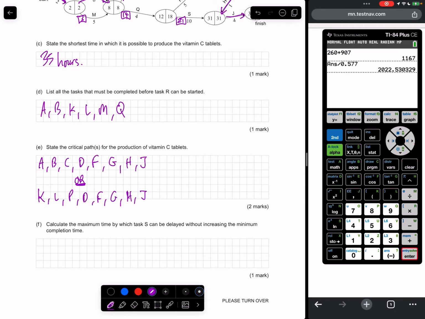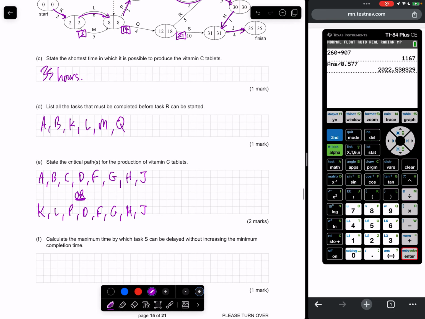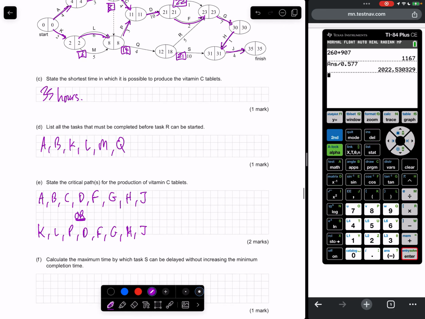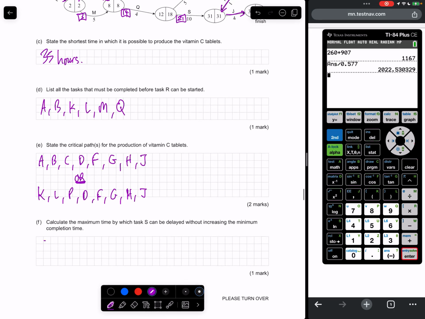Calculate the maximum time by which task S can be delayed without increasing the minimum completion time. S is 21 to 12. 21 take 12 is equal to 9. Therefore, S can be delayed up to 9 hours without affecting completion.